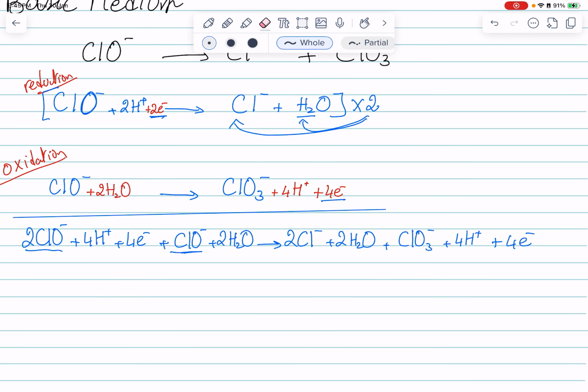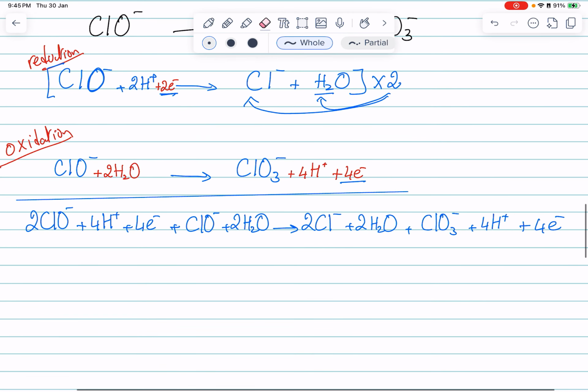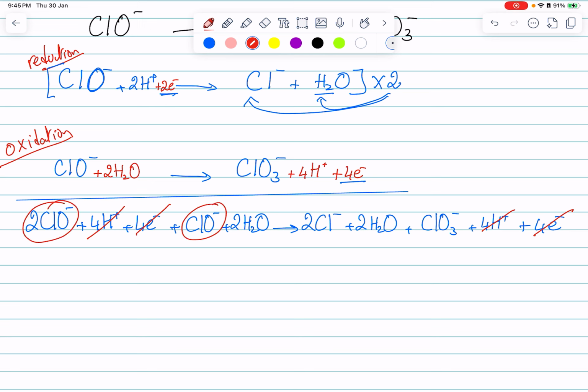Now we cancel out the common particles. So 4 electrons, 4 electrons, 4H+, 4H+, 2ClO- and 1ClO-. So that makes it 3ClO-. H2O cancels out, giving 2Cl- and ClO3-. This is already in basic medium because these substances are considered as Lewis bases.